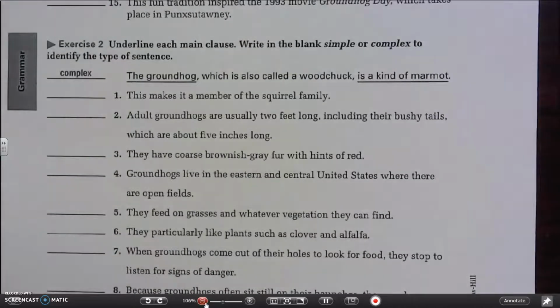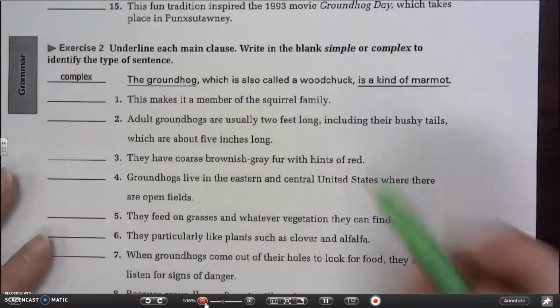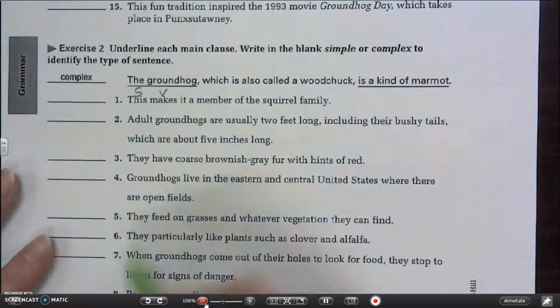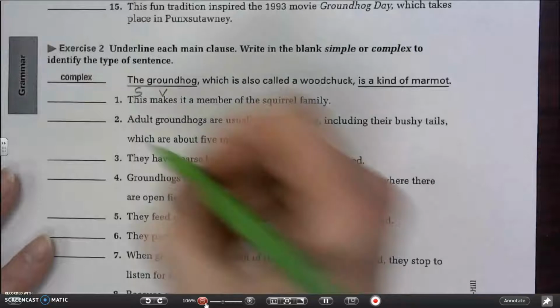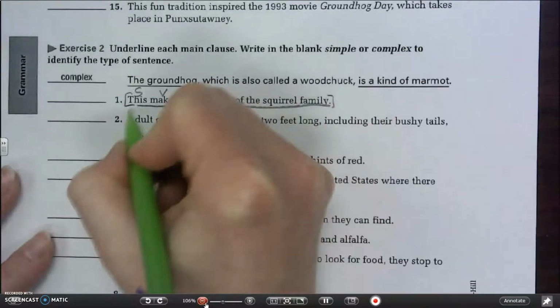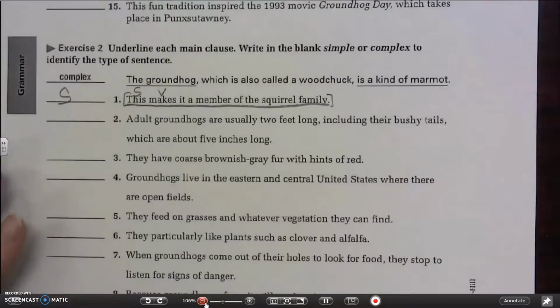All right, moving on to exercise two. We're going to underline each main clause, and we're going to write simple or complex in the blank. So we're going to do the exact same thing we did on exercise one, only this time we are going to underline the main clause. We have to determine which clause is there. So this makes it a member of the squirrel family. So we have this makes, so we have a subject and a verb, it a member. We don't have any other subjects or verbs. So if I only have one clause, it is going to be the main clause. And it's going to be a simple sentence.